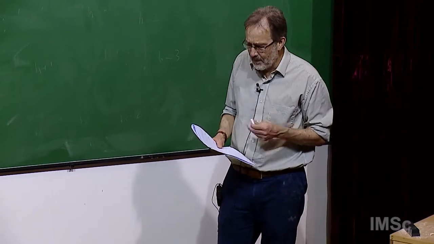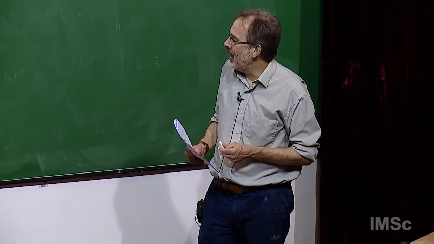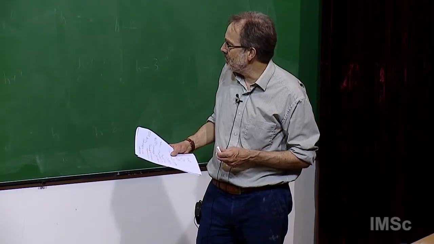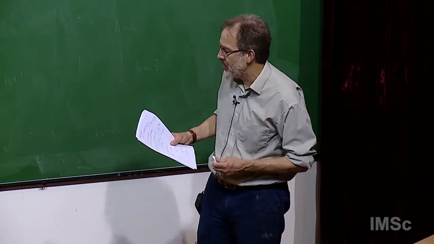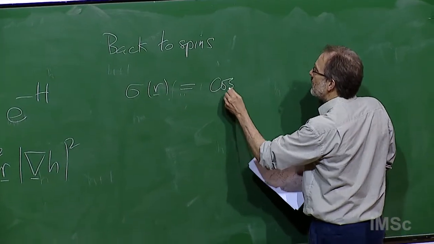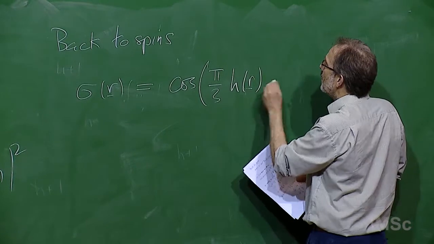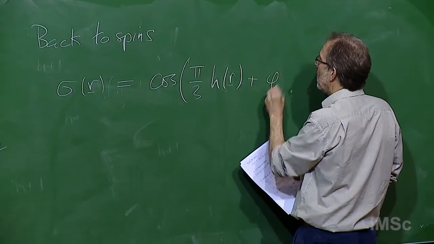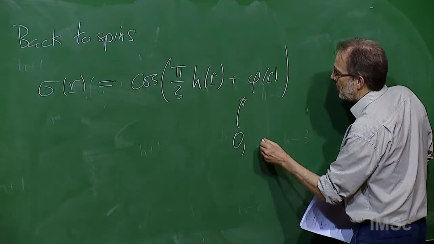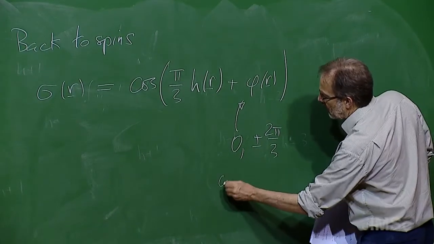So to think about consequences, you would like to be able to go from the height field back to the spins, and maybe there are some aspects of this which I'm getting a bit short on time to go over in detail, but let me write down the result at least. So you can say that the spins are given in terms of the height field by a cosine, and this phase is either naught or plus or minus 2 pi over 3, depending on sublattice.